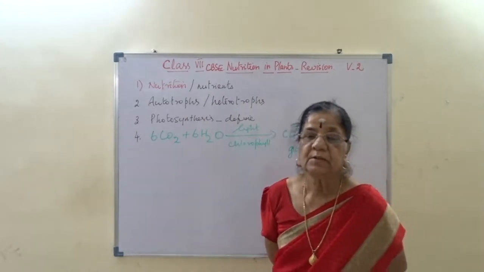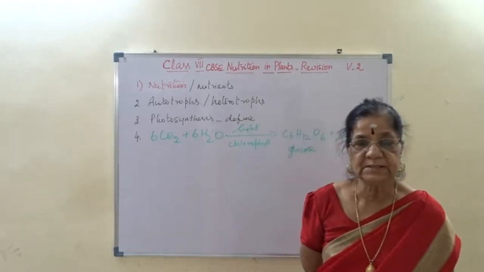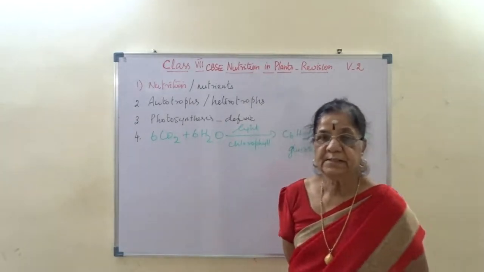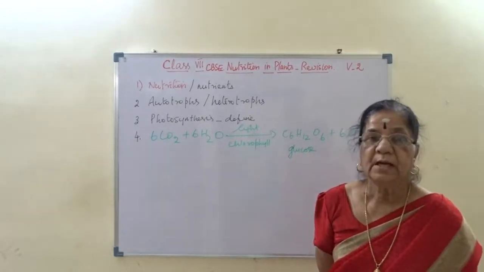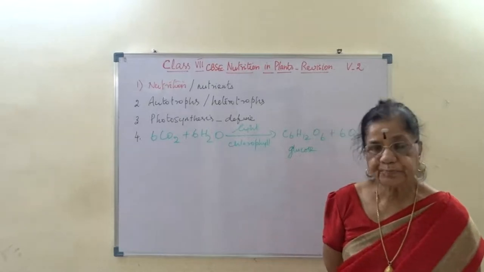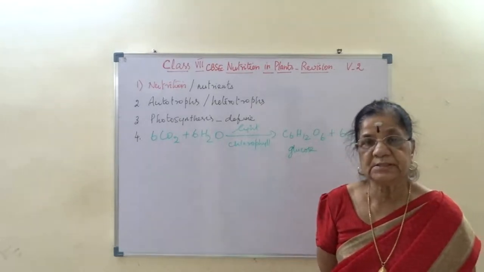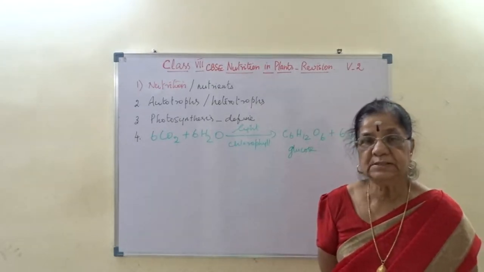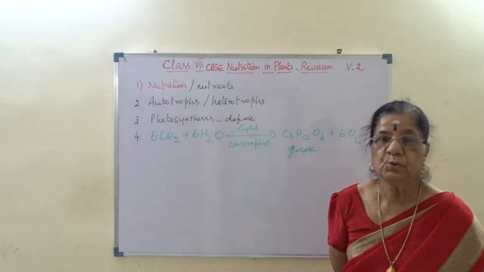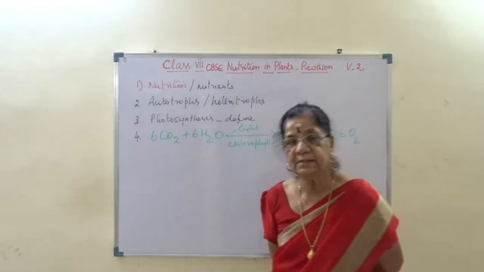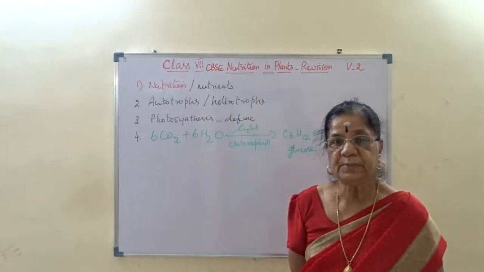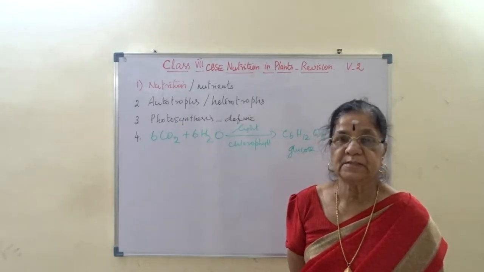What are the products obtained as a result of the light reaction? You should say it is ATP and NADPH2. In the dark reaction, carbon dioxide is reduced through a further series of reactions to form glucose, which in turn forms carbohydrates, and that reaction is with the help of NADPH2 and ATP formed during the light reaction.